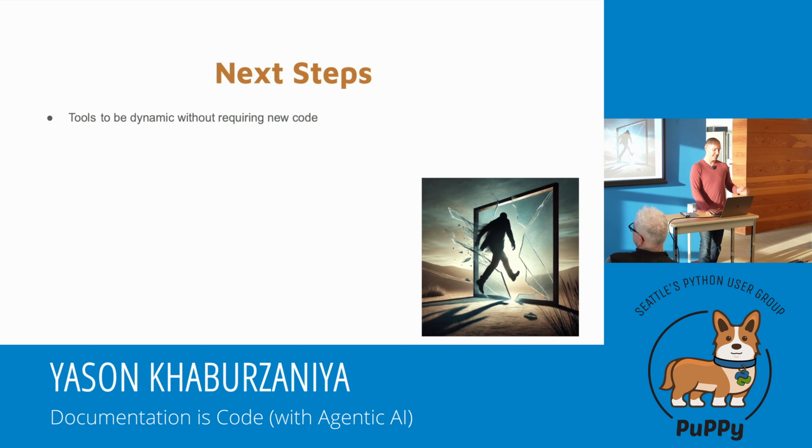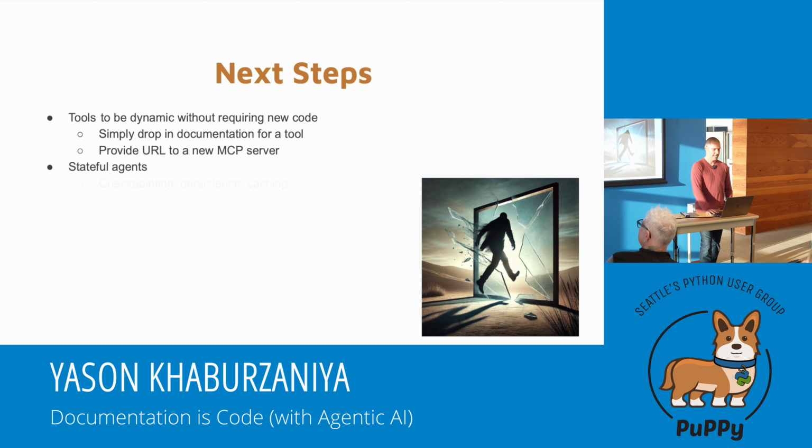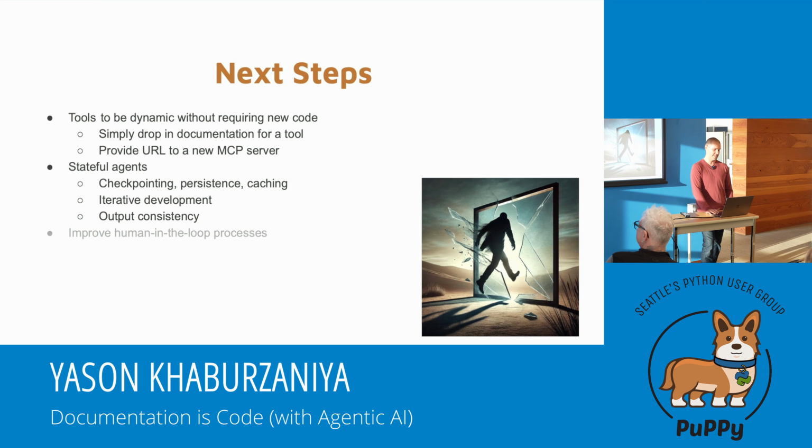So next steps is the stuff I'm working on at Breva Apps to alleviate some of these limitations. Dynamic tools, where you simply drop in documentation or your MCP server, and now you've got new capabilities. Stateful agents, where checkpointing and persistence caching allow for faster reloads and reuse of the data, so you can do iterative development. And output consistency, where it's consistent enough for your use cases.